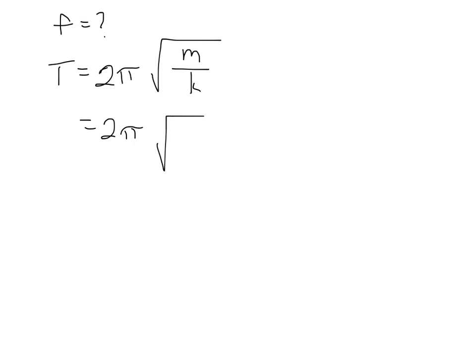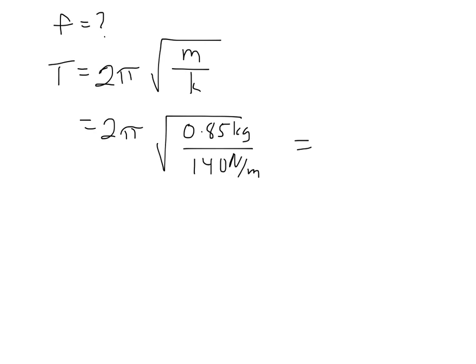So in this one, we're going to do the same thing again. We're looking for frequency. So we're going to use the equation period equals 2 pi times the square root of m over k to find the period, and then use that to find the frequency. So we have T equals 2 pi times the square root of m over k. So we get 2 pi times the square root of our mass, 0.85 kilograms, over our spring constant, 140 newtons per meter.